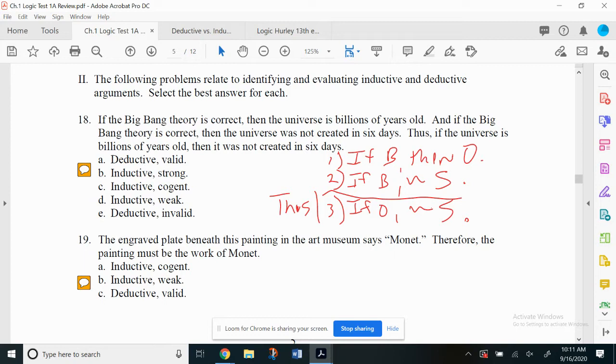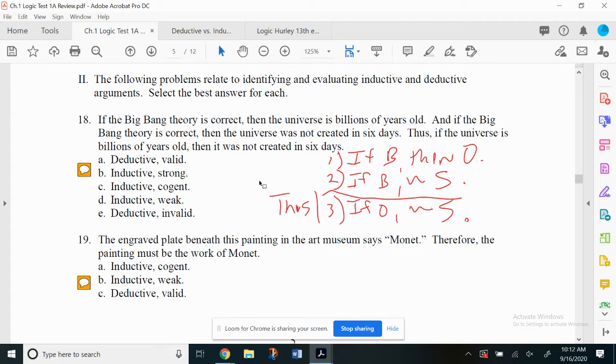But now, is it invalid or valid? So take a look at that. How many of you got E? You know it's deductive, but is it valid? No, it turns out not. So it's invalid. And why? Because of the B right here and the O. So if B and O, then I have if B, then not S. And nothing's connecting.